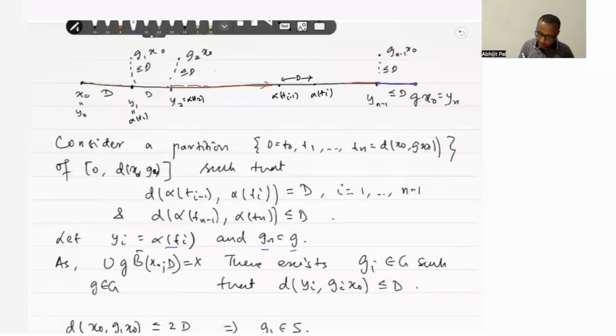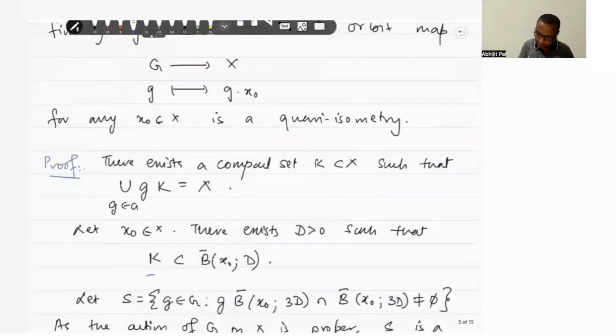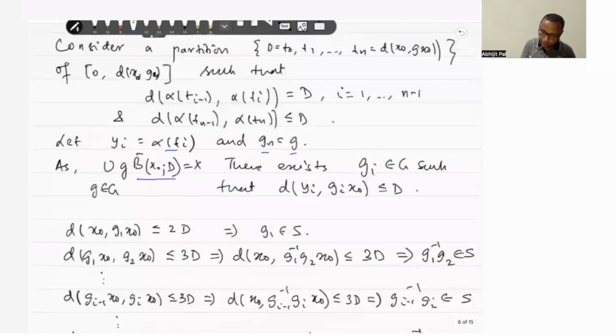Now, this X is the union of the translates of the balls around X naught of radius D. So why is this true? We know that X is equal to the union of the translates of the compact set K, and K is contained in this closed ball around X naught of radius D. Therefore, X will be equal to the union of translates of this closed ball around X naught of radius D.